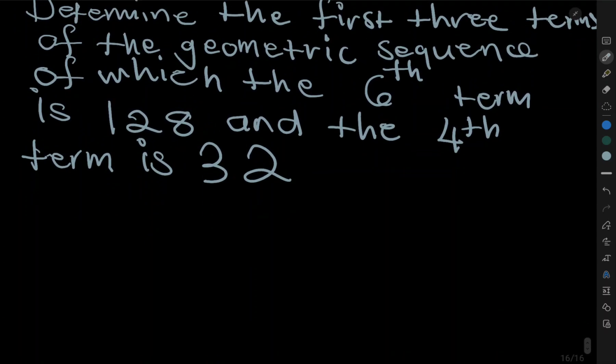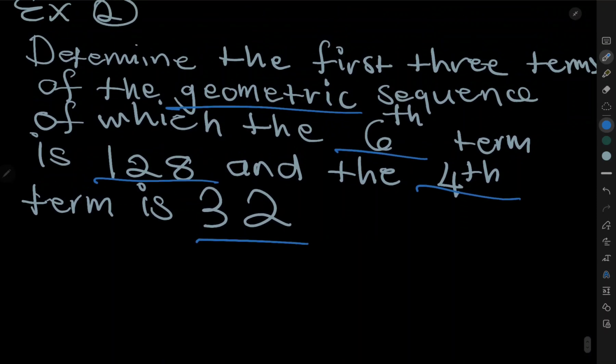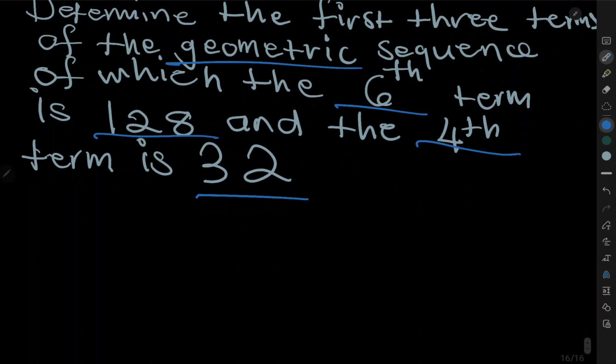So the information that we're given here is that this obviously is a geometric sequence, and we're told that the sixth term is 128, and the fourth term is 32. So we need to determine the first three terms. How do we go about determining the first three terms?